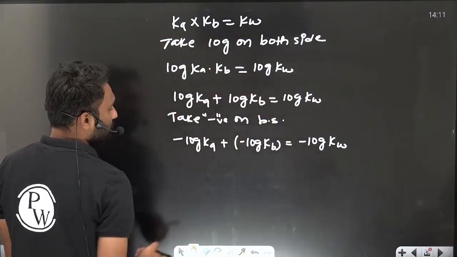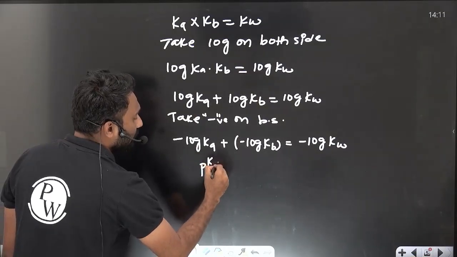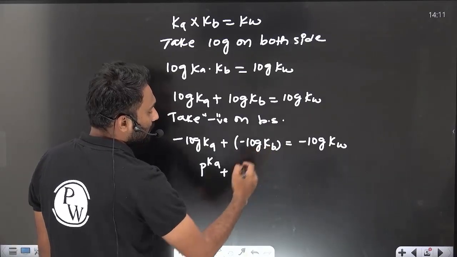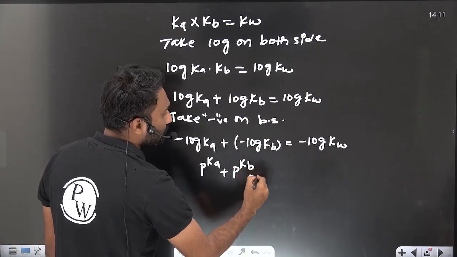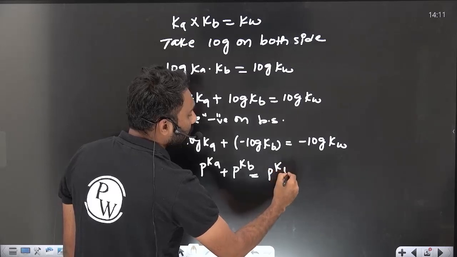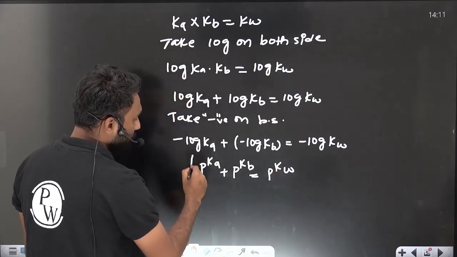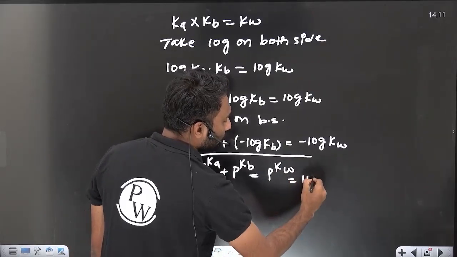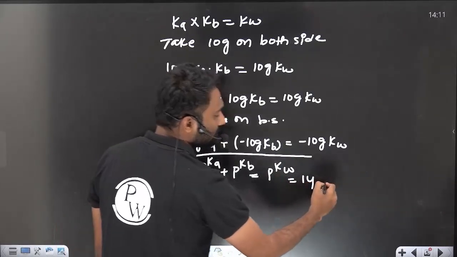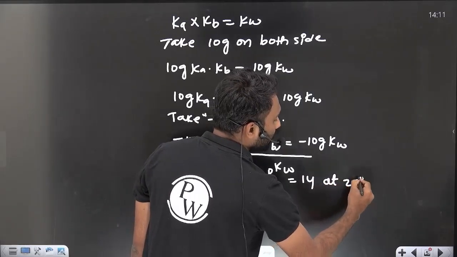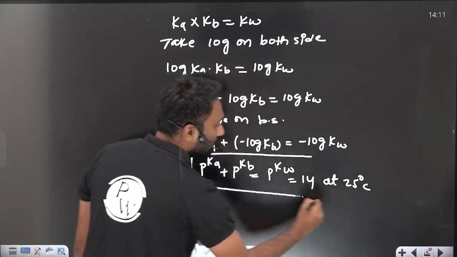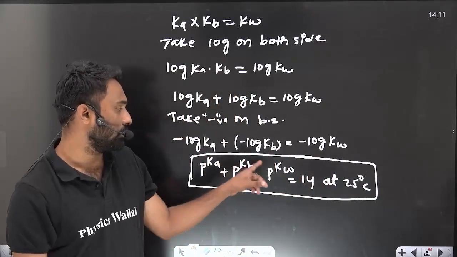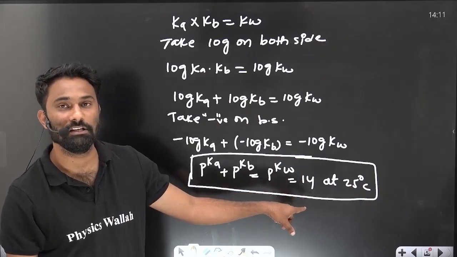Means in the place of minus log Ka we can write pKa, plus in the place of minus log Kb, pKb, is equal to pKw. pKw at 25 degrees is 14, right? Now this is the relationship between pKa and pKb: pKa plus pKb is equal to pKw, at 25 degrees 14.